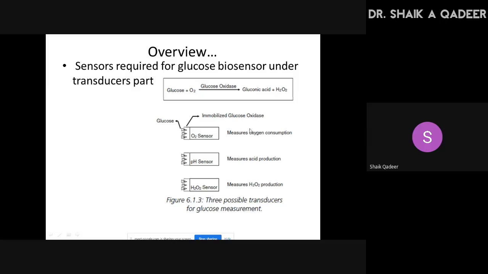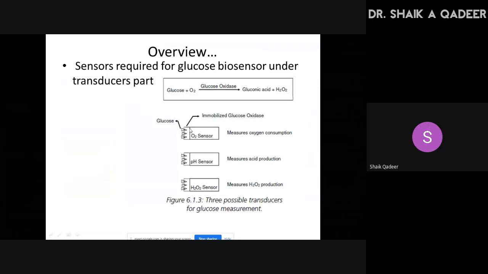In this case, we need to measure the gluconic acid content with the help of a pH sensor, and we also need to calculate the H2O2 content. We also need to calculate how much oxygen is absorbed with the applied sugary blood sample for the intention of measuring the glucose. So these three things we need to measure. Hope it is clear to everybody.